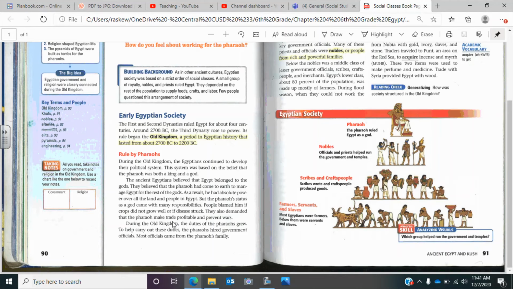Most officials came from the pharaoh's family. So it paid off to be in the family of the pharaoh. It'd be like cousins, aunts, uncles, nieces, nephews who would be those government officials.